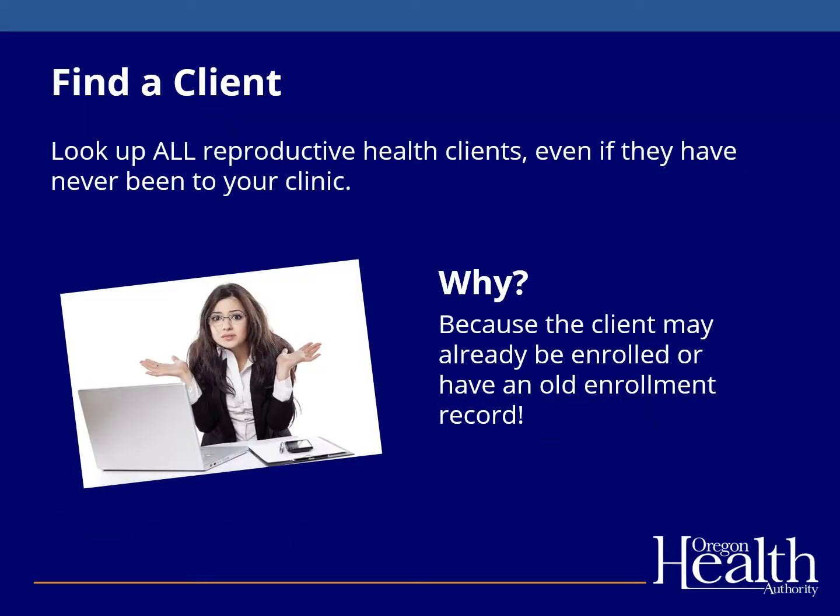When a client comes to your clinic for reproductive health services, the first thing you should do after finding out that they don't have OHP is look them up in the eligibility database. Similar to ensuring that clients don't already have OHP before asking them to complete an OHP application, you want to make sure a client isn't already enrolled in RH program coverage before asking them to complete an RH program enrollment form. This ensures clients don't have duplicate records in the database, which can cause billing problems.